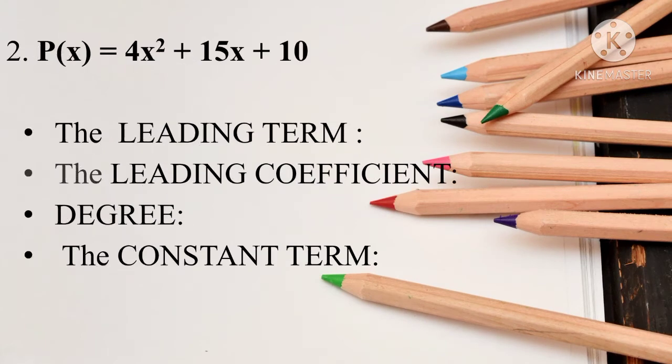The number 2 example is an example of a quadratic function. We have 4x squared plus 15x plus 10. So give me the leading term, leading coefficient, degree, and constant term in 5 seconds.